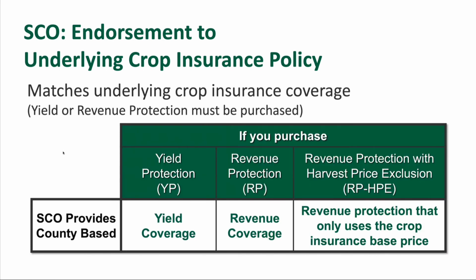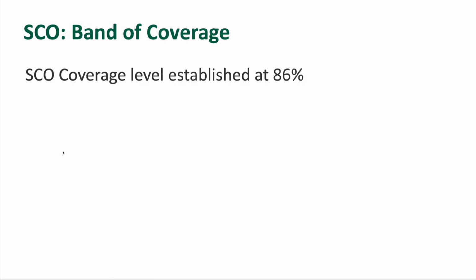So again, it simply matches what you buy on your base policy. So as an example, if you buy yield protection, which gives you farm level yield coverage, then SCO would give you additional county-based yield coverage. If you buy RP, like most Illinois farmers, that's revenue coverage on farm level revenues. SCO would give you additional county-based revenue coverage on top of your RP coverage, and so on.